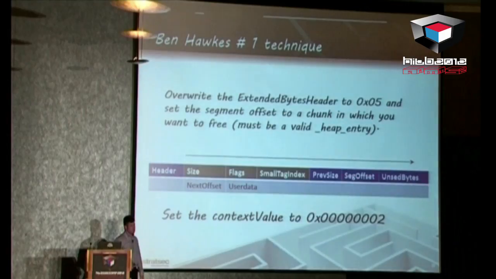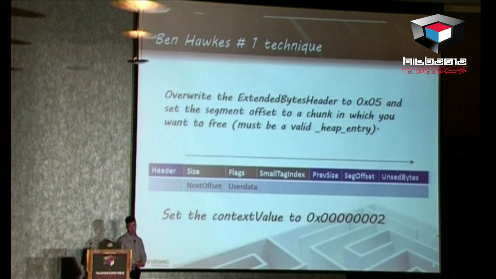So we'll cover Ben Hawkes' technique first. This is a really, really interesting technique. Basically, the idea is that the chunk is marked as a segment offset chunk. When we trigger an overflow, we overwrite the header structures here, and we particularly target these two values. We mark it as a segment offset, and then we set the offset to another chunk that we want to free. So essentially the overflow works like that.